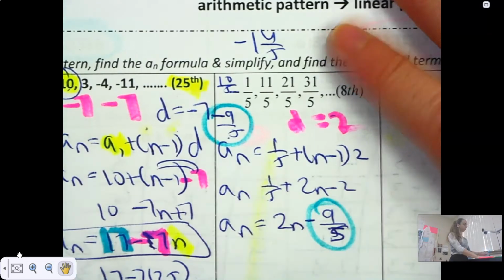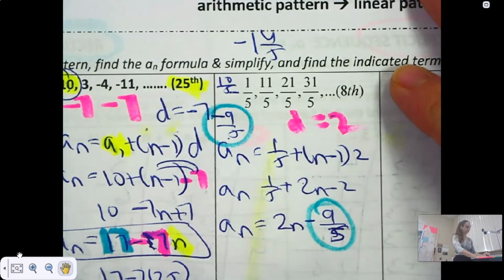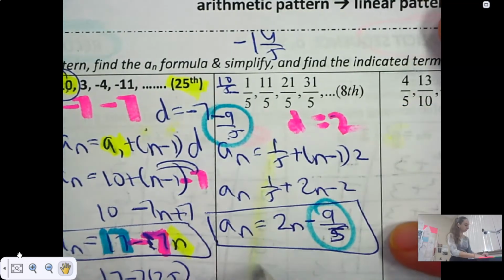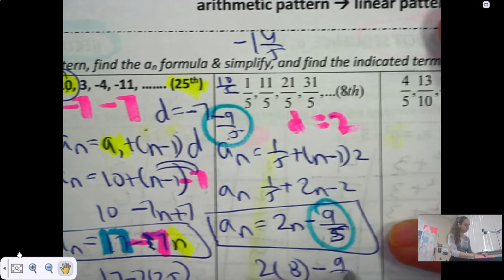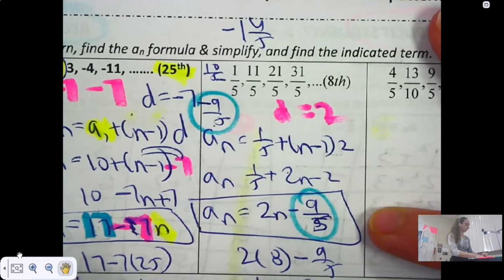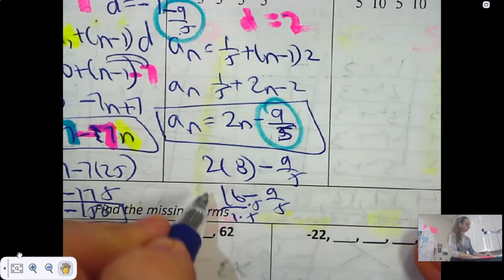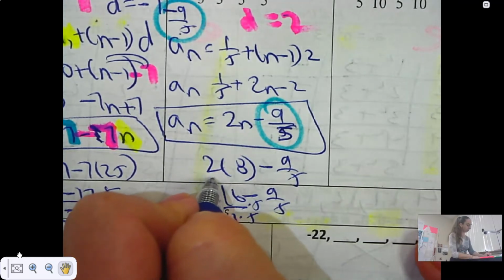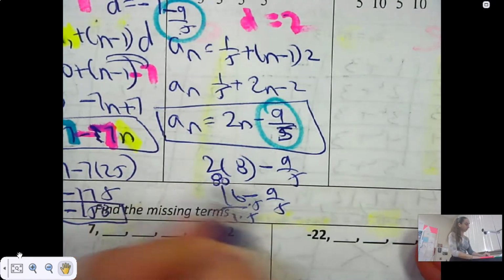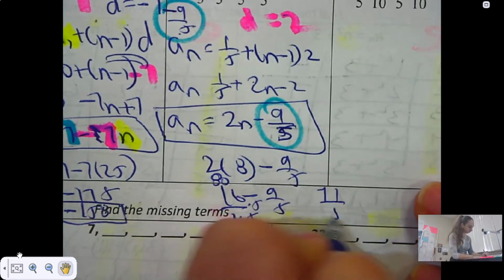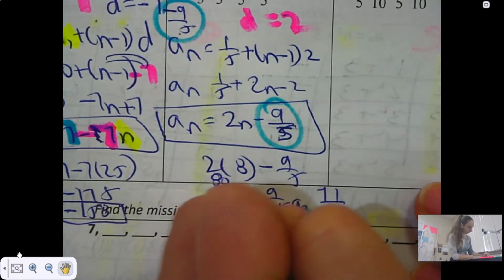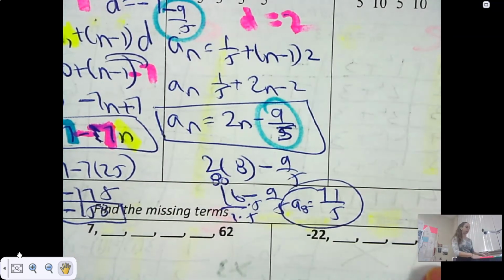Some of you are lost on what I said. Then this is easier. Find the 8th term. 2 times 8 minus 9/5. 16 minus 9/5. I can put this over 1 times 5 times 5. 16 times 5 I think is 80. 0, carry the 3, yep. 80 minus 9 is 71 over 5. That's the 8th term in the sequence.